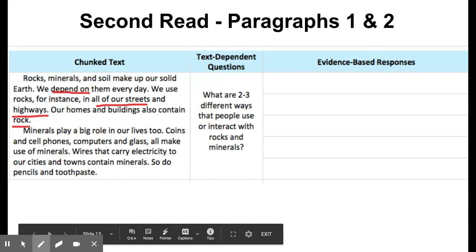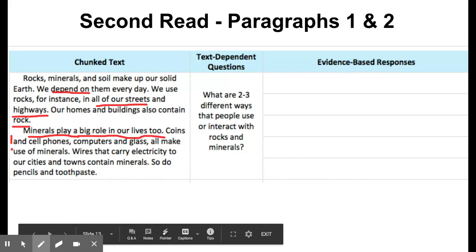Minerals play a big role in our lives too. Okay, I'm going to underline that. That tells us what this paragraph is going to be about, what they are in our lives for. Coins and cell phones, computers, and glass all make use of minerals. Whoa, I didn't know that. I'm actually going to put an exclamation point. That's very interesting. Wires that carry electricity to our cities and towns contain minerals. So do pencils and toothpaste.